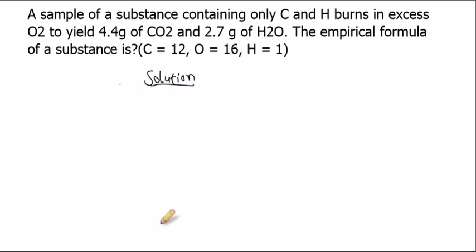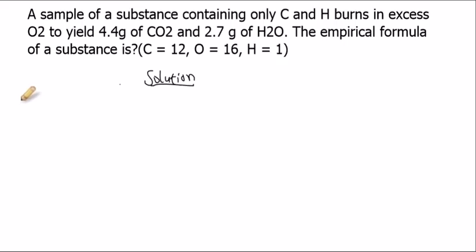In the question above, we are to determine the empirical formula of a substance containing only carbon and hydrogen. We are given the mass of carbon dioxide and the mass of water, in which carbon and hydrogen occur, but we do not know the exact mass of carbon and the exact mass of hydrogen. To determine the empirical formula, we'll be using a tabular method, but we won't be able to proceed to applying the method without determining the amount of carbon and hydrogen present in the products of the combustion, that is, the carbon dioxide and water.